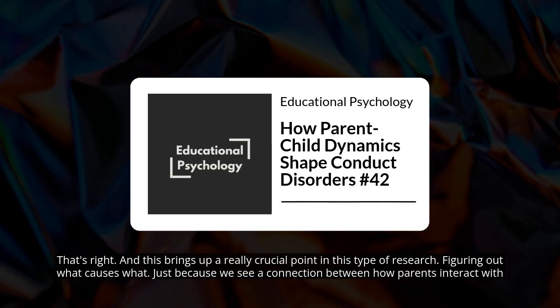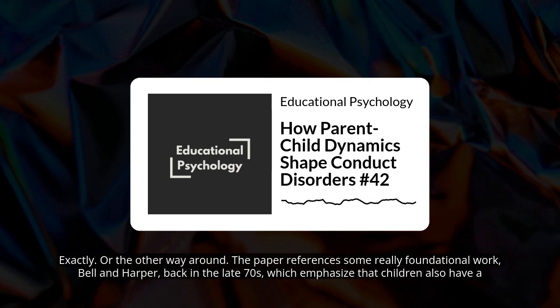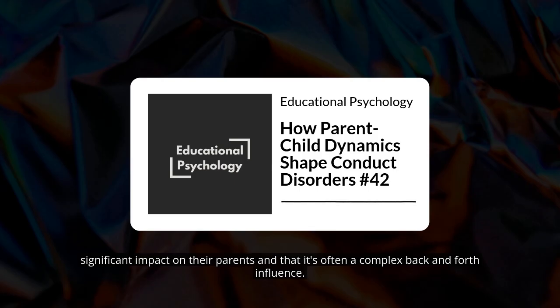That's right. And this brings up a really crucial point in this type of research: figuring out what causes what. Just because we see a connection between how parents interact with their child and that child's behavior doesn't automatically mean the parent's actions are causing the child's behavior. Or the other way around. Exactly, or the other way around. The paper references some really foundational work, Bell and Harper back in the late 70s, which emphasized that children also have a significant impact on their parents, and that it's often a complex back-and-forth influence.